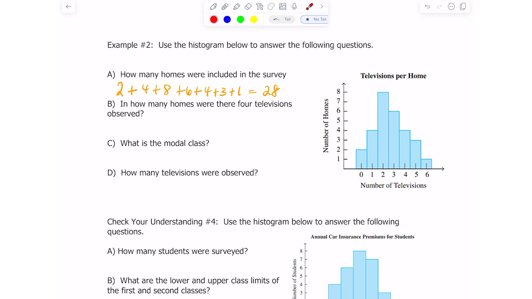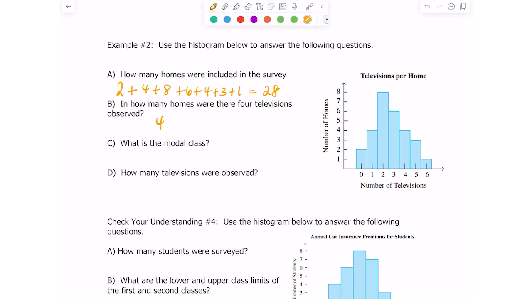How many homes had 4 televisions observed? So I can see here that there's 4 televisions, right? How many homes had 4 televisions? 4. So I would look right here on the vertical axis. Again, this is the number of televisions, and this is the number of homes. So there are 4 homes that had 4 televisions.